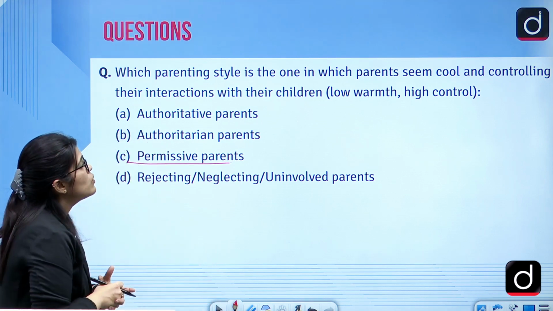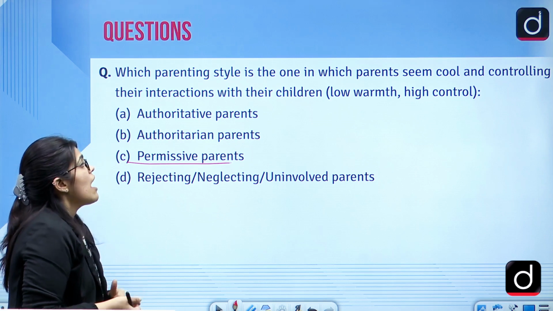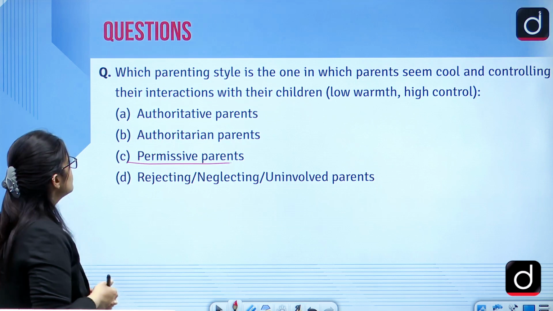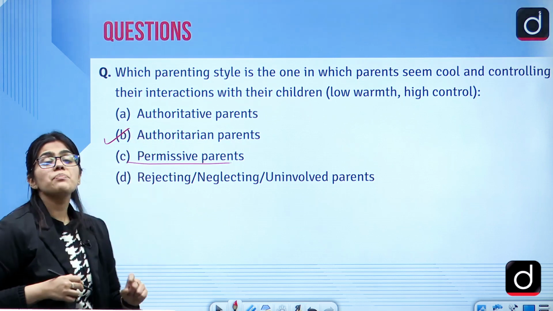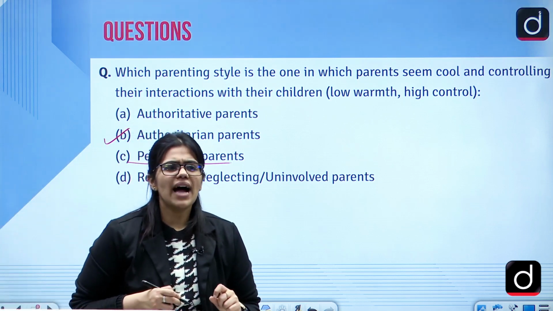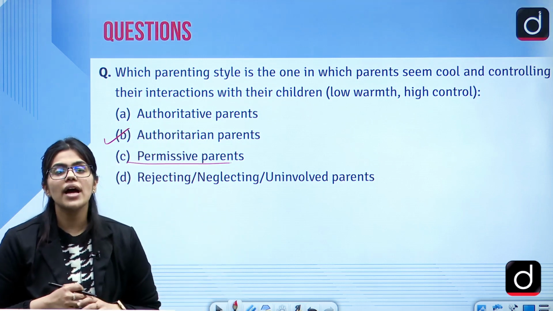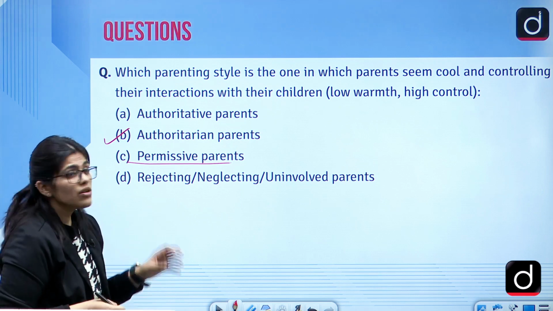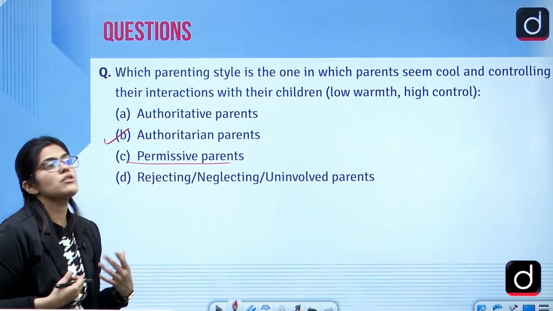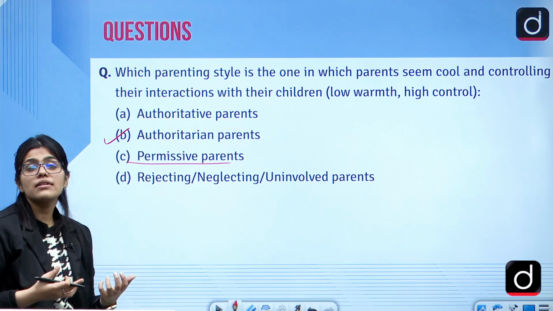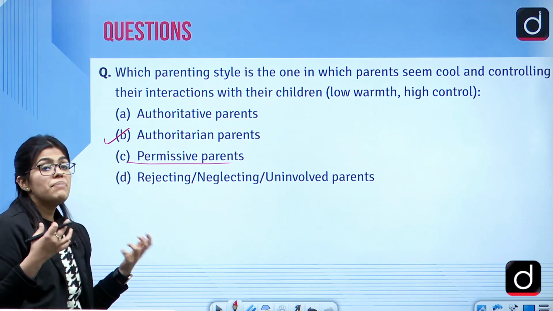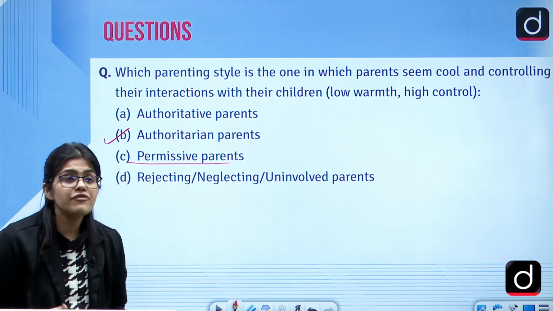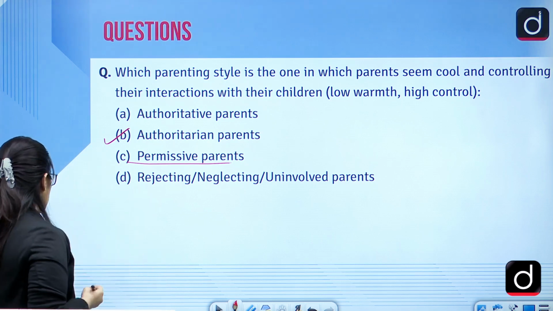So who is the one who are very cool, very controlling? They have low warmth and high control. So the right answer is B for you. That is the authoritarian parents. So these are the parents that have less impact on this child because they don't interact. They just expect too much, and there is zero warmth but too much controlling. So they have low warmth and high control, which is a very bad parenting style because you're not involved with your child. You need constant efforts. So this is an authoritarian parent.